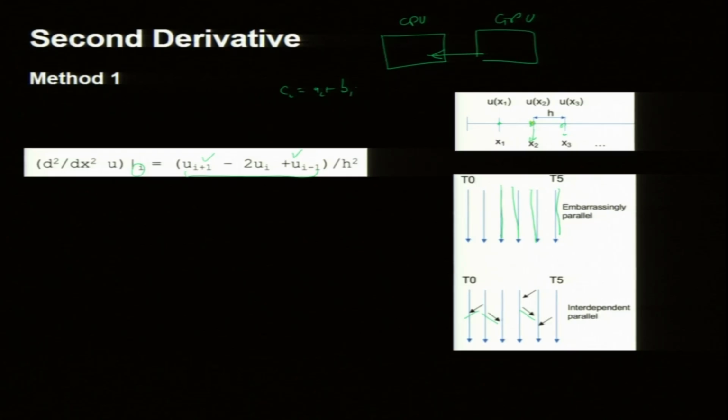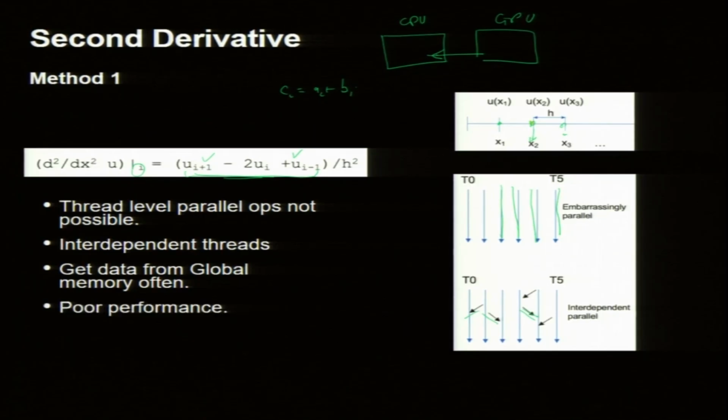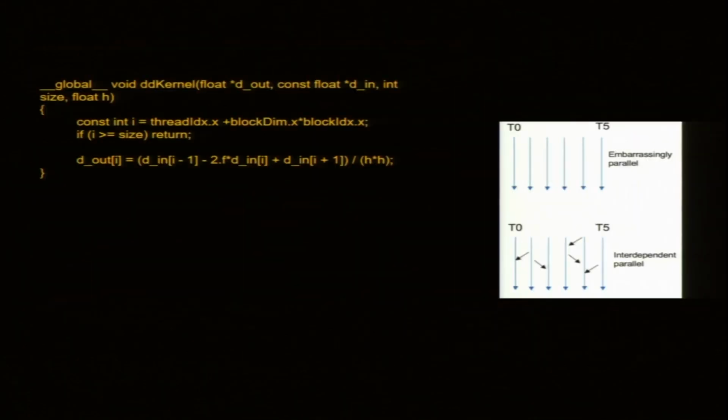So, this kind of operation, if I just do it with the thread, is not going to be efficient. Thread parallel operation is not possible with interdependent threads. It is going to get data from the global memory, and that means poor performance. The code is pretty simple, so let us look at the simple implementation which is not efficient.